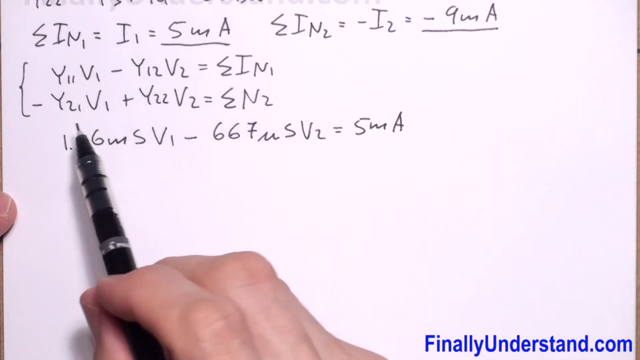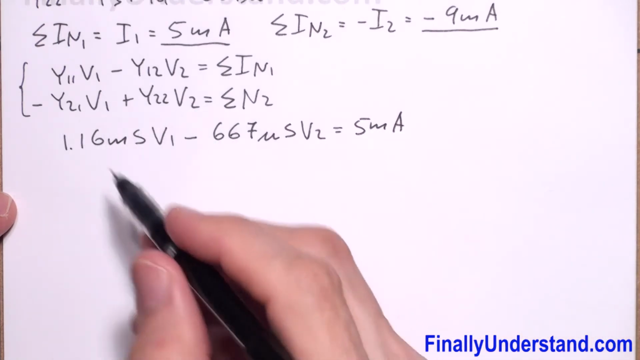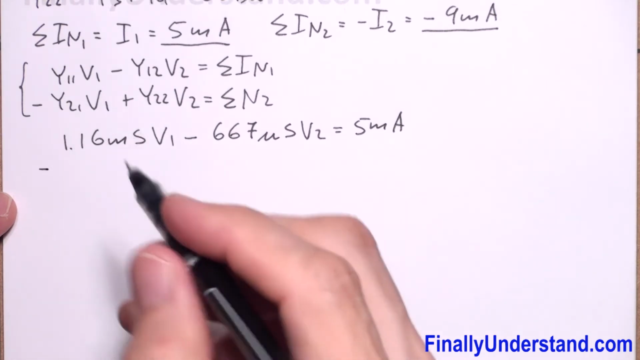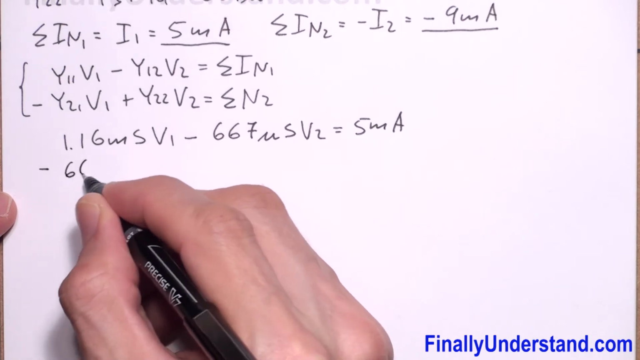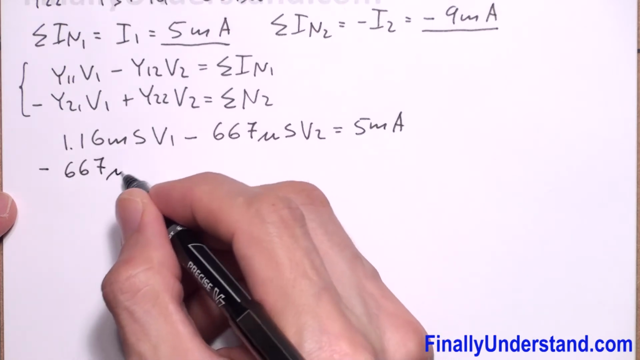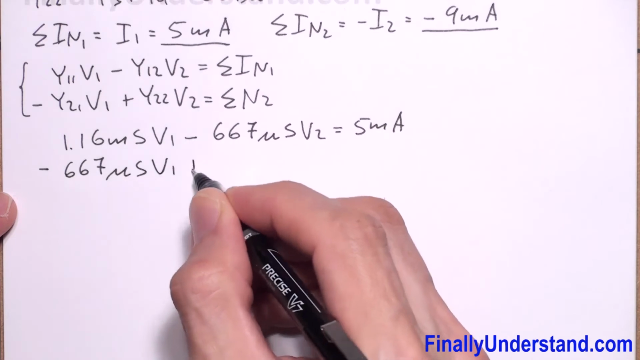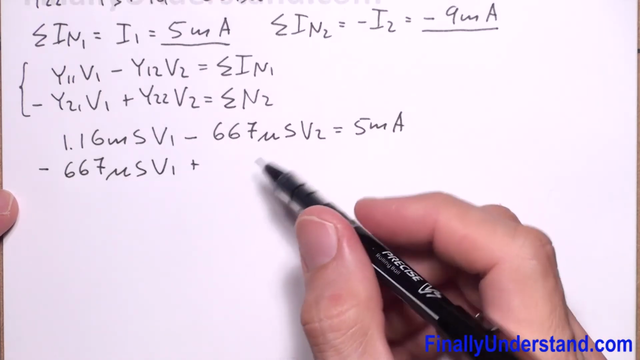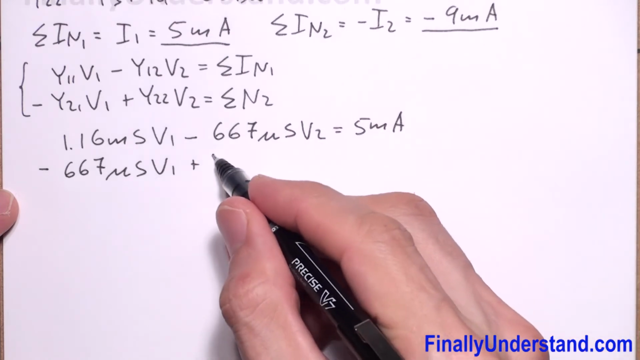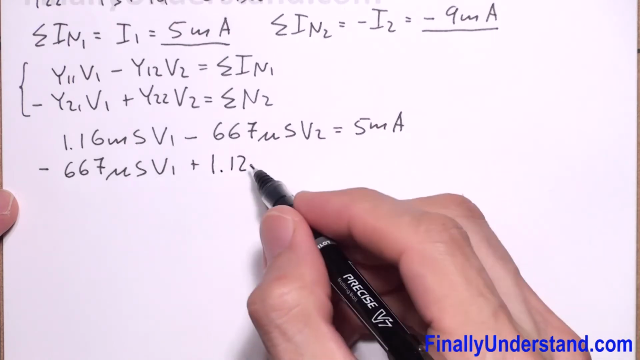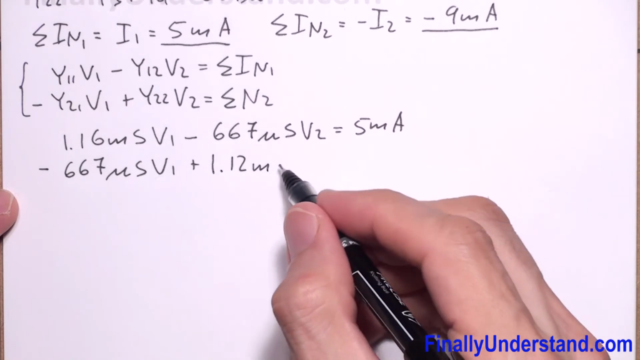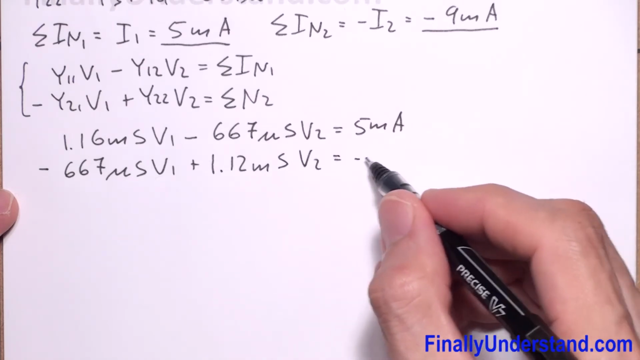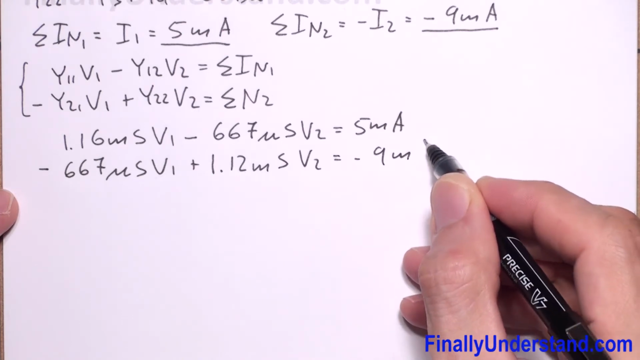Next, look at the second equation. We're supposed to write negative y21 is equal 667 microsiemens V1 plus y22 is equal 1.12 millisiemens V2 is equal negative 9 milliamps.